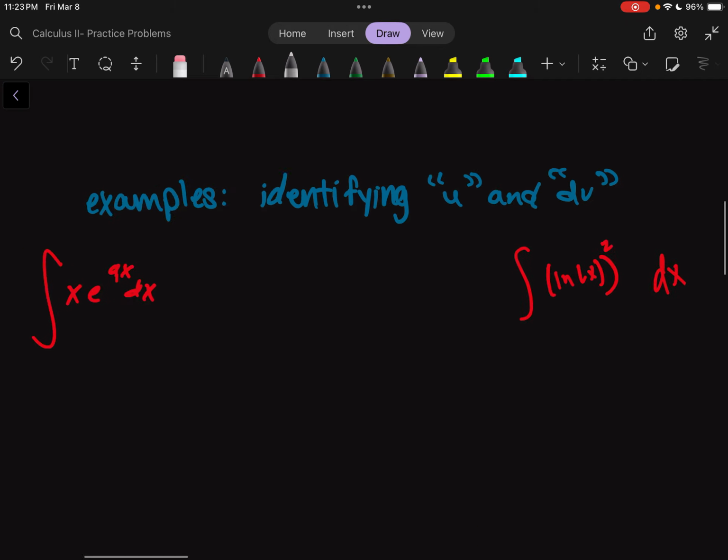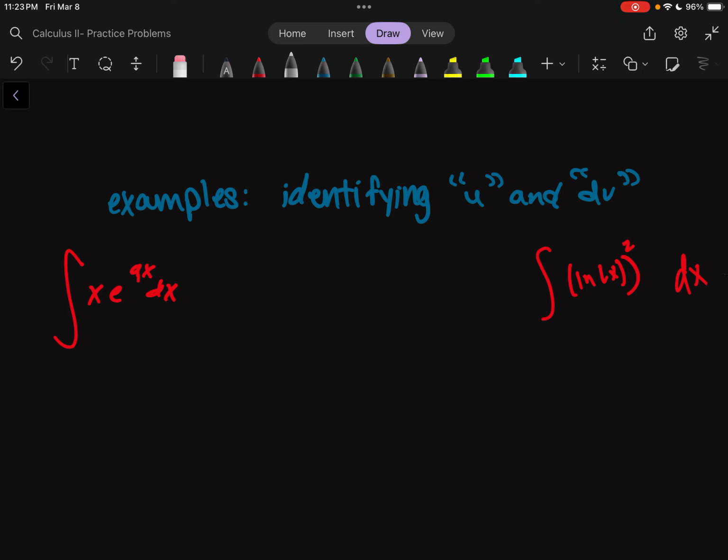So let's look at examples of identifying what these u and dv terms are. It's not always so simple as like u and dv, right? Well, actually in this case it is. U is always going to be the polynomial term, because we want to break that down through one, two, or more integration by parts, as we'll see in a later example. And then our du would just be dx.